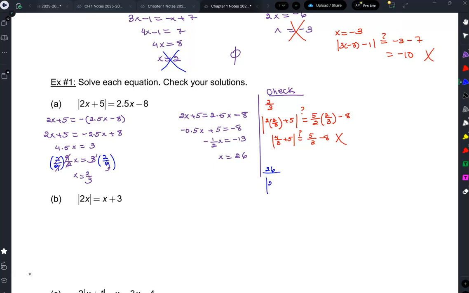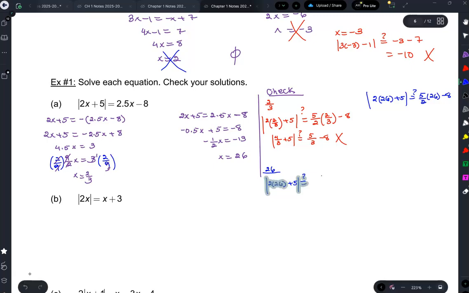So let's see. 2 times 26 plus 5. Is this equal to 5 over 2 times 26 minus 8? Okay, let's see. That might have some potential, right? What do you guys think? It has a lot of potential, right? So what is this?